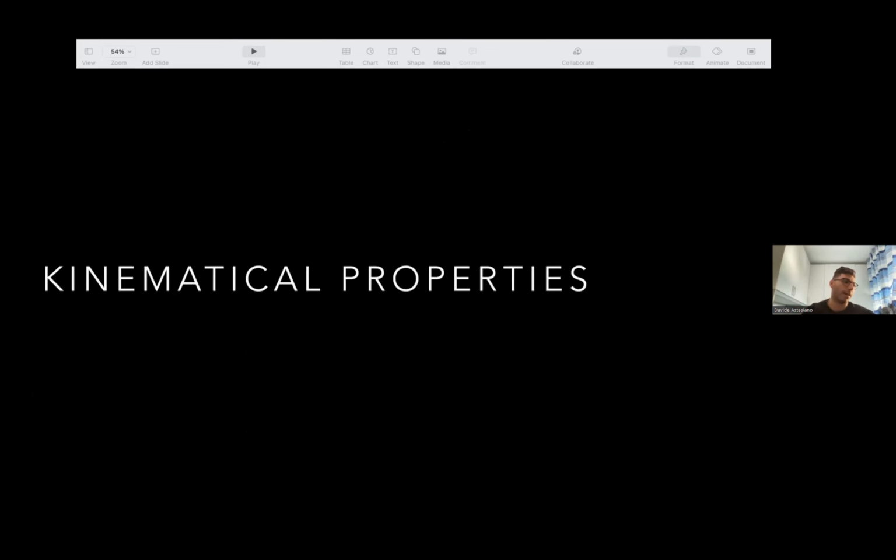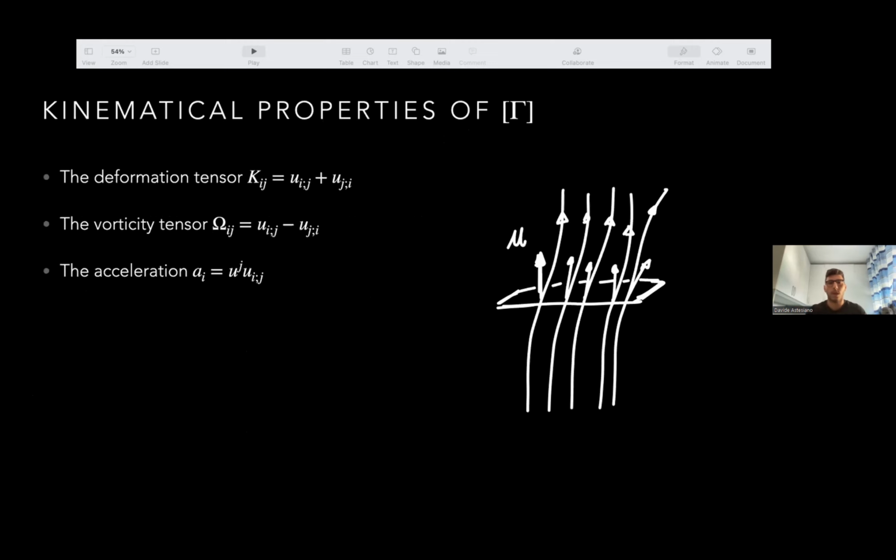Okay, let's further discuss general kinematical properties. I'm not going into the details of the mathematics here, just to tell you some rough ideas. For every congruence of world lines, we can define a deformation tensor, then we have the vorticity tensor, that is how much they are rotating, and then we have the acceleration. These three tensors are very important to describe a congruence.